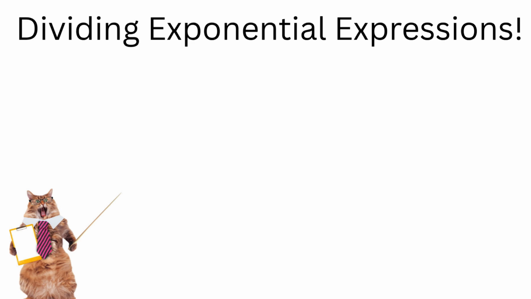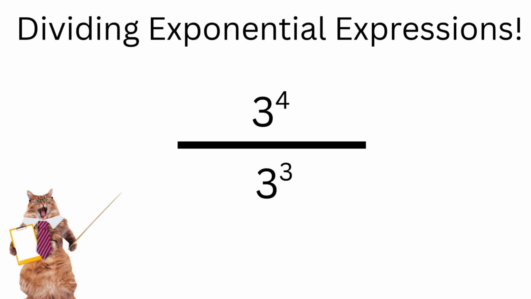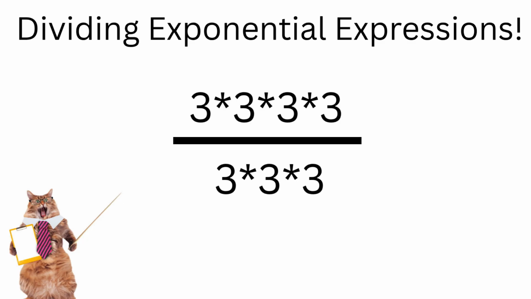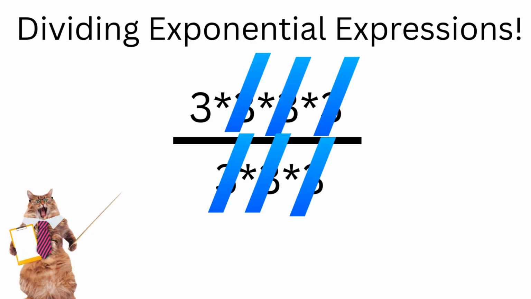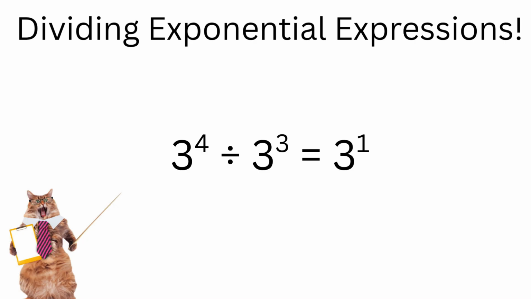Now let's move on to dividing exponential expressions. Let's say we had 3 to the power 4 over 3 cubed. We can turn this into 3 times 3 times 3 times 3 divided by 3 times 3 times 3. If we cancel out the 3's on the top with the 3's on the bottom, we are left with a single 3 on the top, which is the same as 3 to the power of 1.